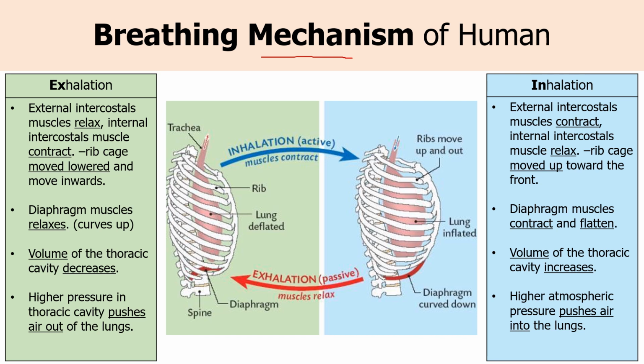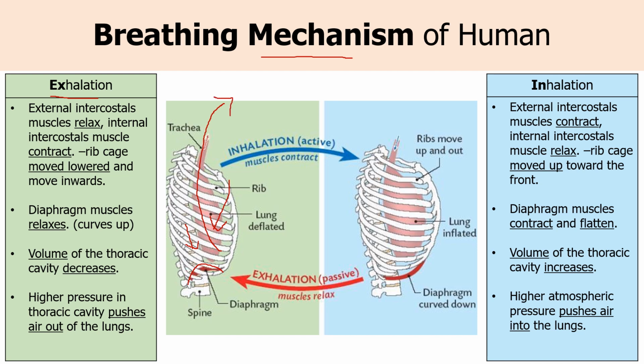So what will happen during exhalation? The external intercostal muscle relax while internal intercostal muscle contract. The rib cage move lowered and move inwards. While for the diaphragm, muscle relax, meaning that it will curve up, and then the volume of the thoracic cavity decrease. Higher pressure in thoracic cavity pushes air out of the lungs.